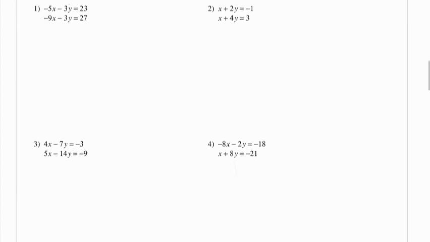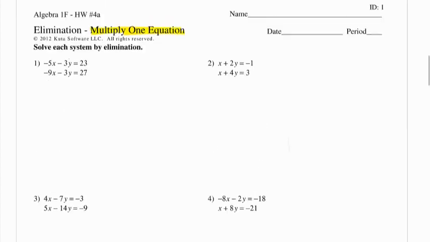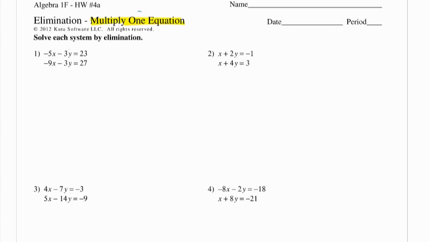Sometimes it might be a number. So if I look at number 3, there's a -7 and a -14. Okay, well, I can make 7 into 14, so I only need to multiply the top equation by 2, and I need to do -2, so I'll get a positive 14 there.